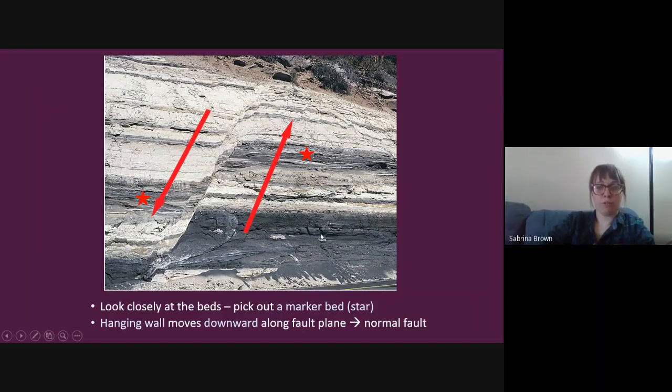Right? So maybe you can start to see how differentiating between head wall and foot wall can help you figure out when you go out into the field, right? Or you have examples where you need to figure out what type of fault it is, that those words are useful instead of saying like right and left and those types of things.